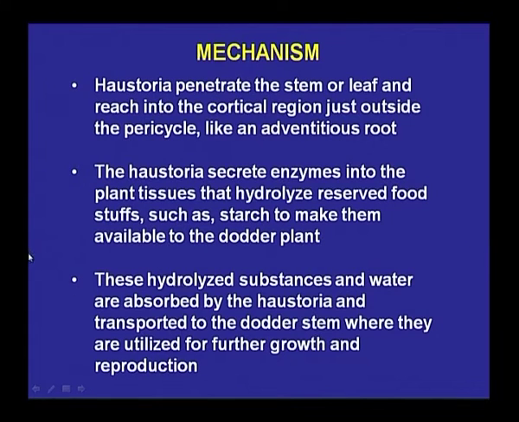Then we come to the mechanism of how the haustoria penetrate the stem and leaf and reach the cortical region. The haustoria secrete enzymes into the plant tissues that hydrolyze the reserve food stuffs such as starch to make them available to the daughter plant. These hydrolyzed substances and water are absorbed by the haustoria and transported to the daughter stem, where they are utilized for further growth and reproduction.